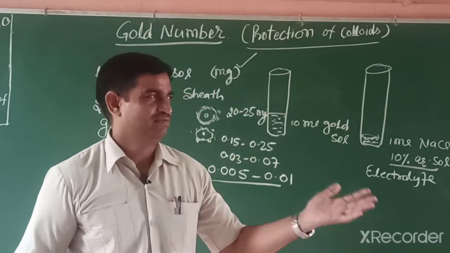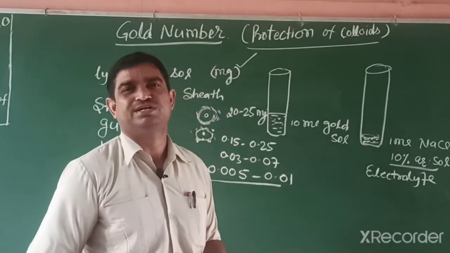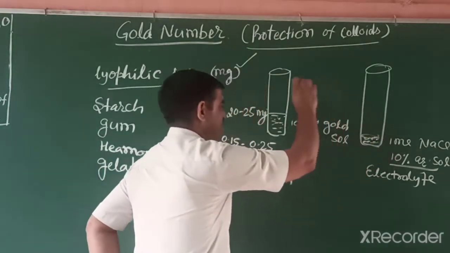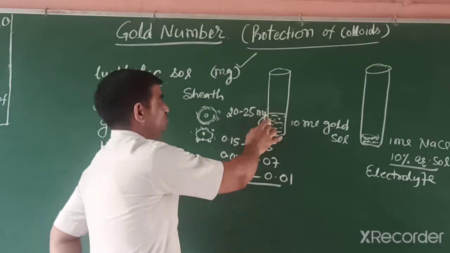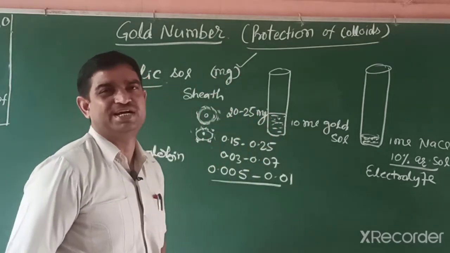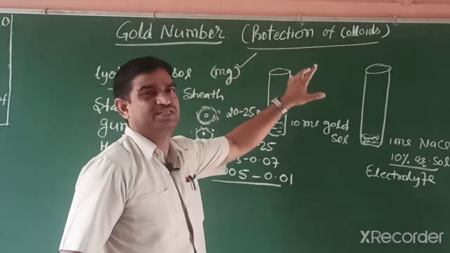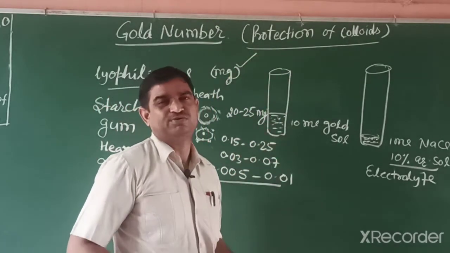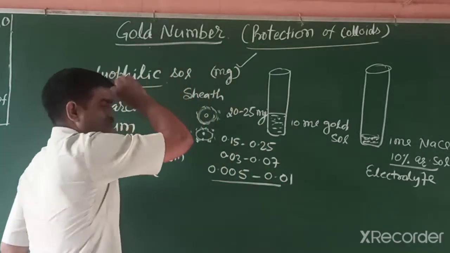If you have other techniques, you can also stop their fighting in a similar way, because this electrolyte wants to coagulate and settle down, and we want to protect. So that is known as protection of colloids, and a lyophilic sol acts as a protecting colloid. Generally the protection of colloids is represented by a unit, that is, the gold number.